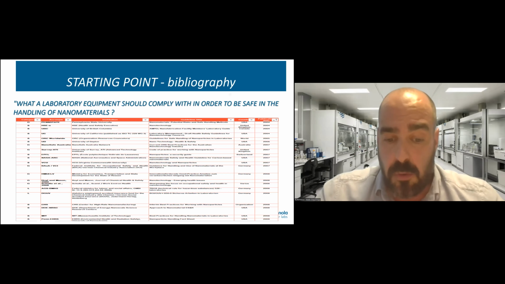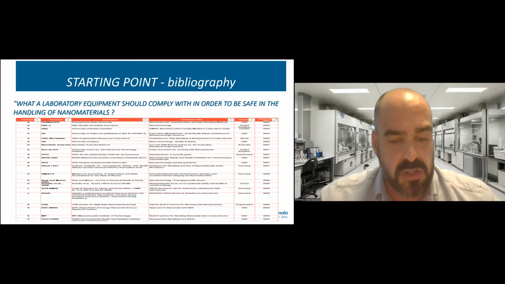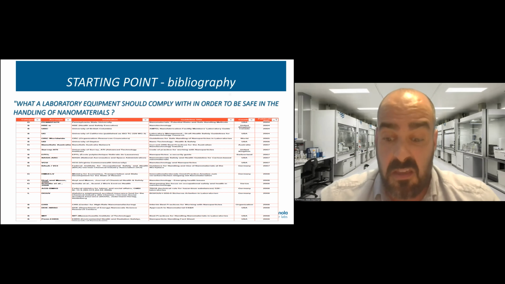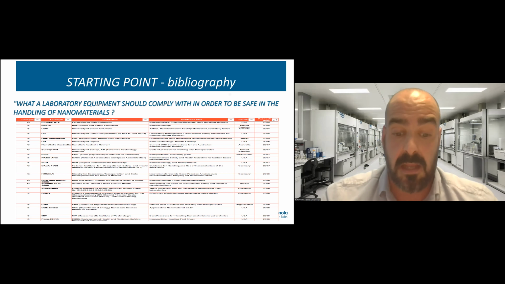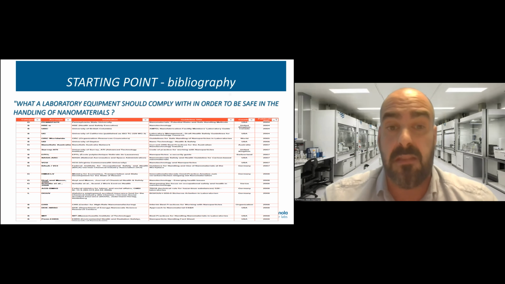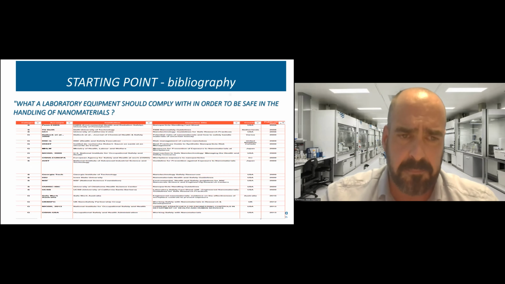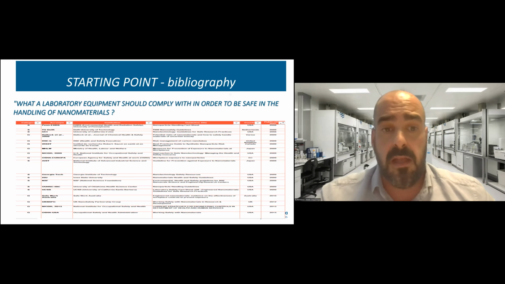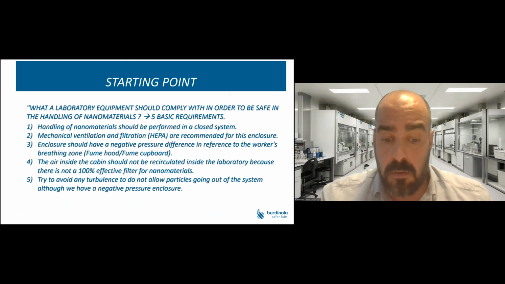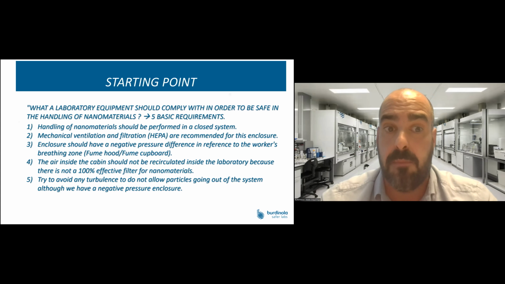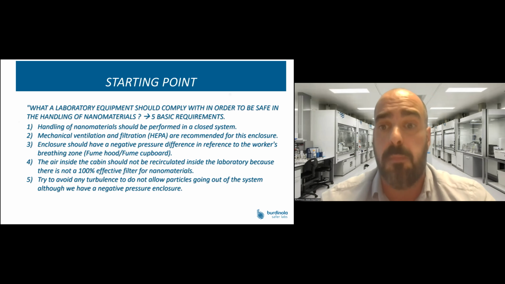So once identifying the risk of nanomaterials, we analyzed a bunch of bibliography, guidelines, recommendations, and so on, mainly in order to find what requirements should be met by a laboratory equipment. So you have some references there. If you need more references about the bibliography, you can ask for that. And we concluded that there are 5 basic requirements that protection safety equipment should comply with.